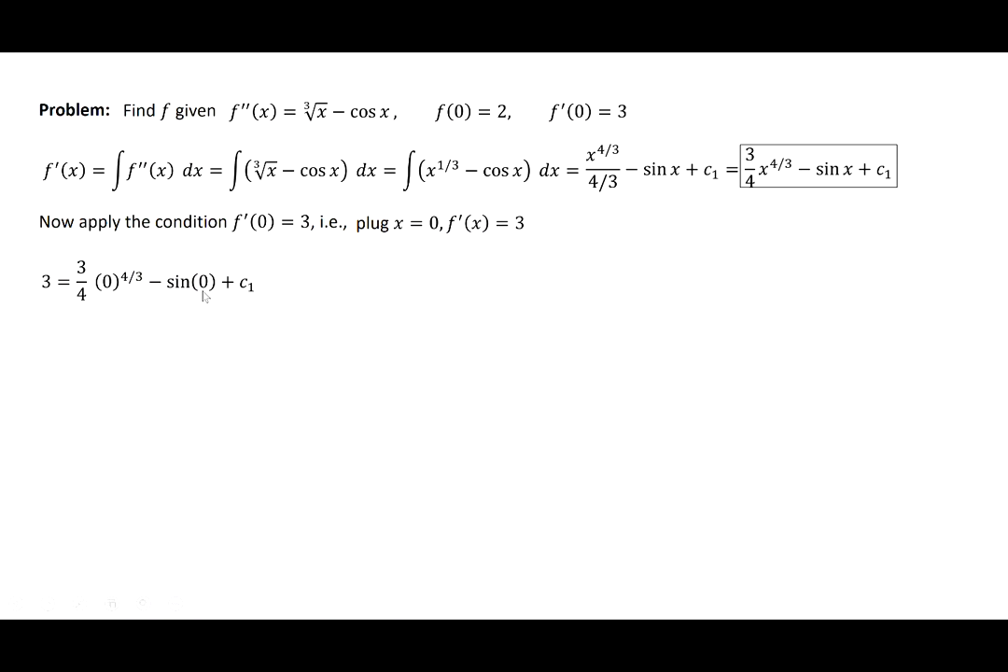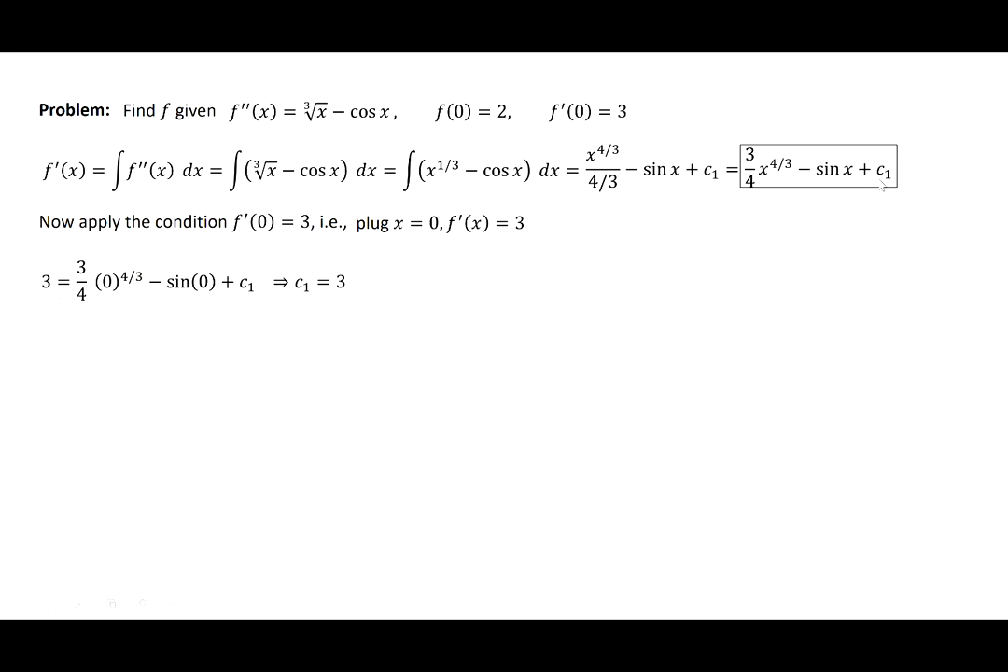Oh, dang. You mean I need to know the trig function values? Yes, you do. Sine 0 is 0. So the first term goes to 0, the second term goes to 0, and on the right side we just end up with a c1. So guess what? c1 is 3.